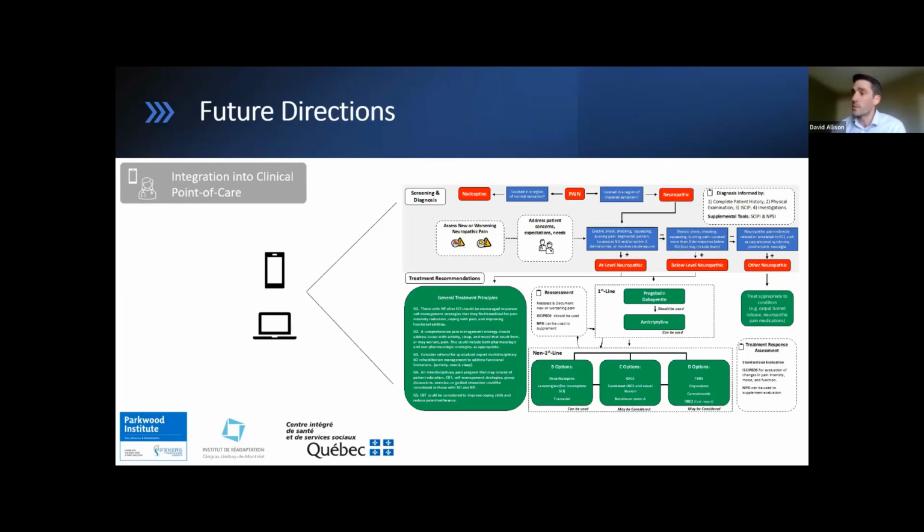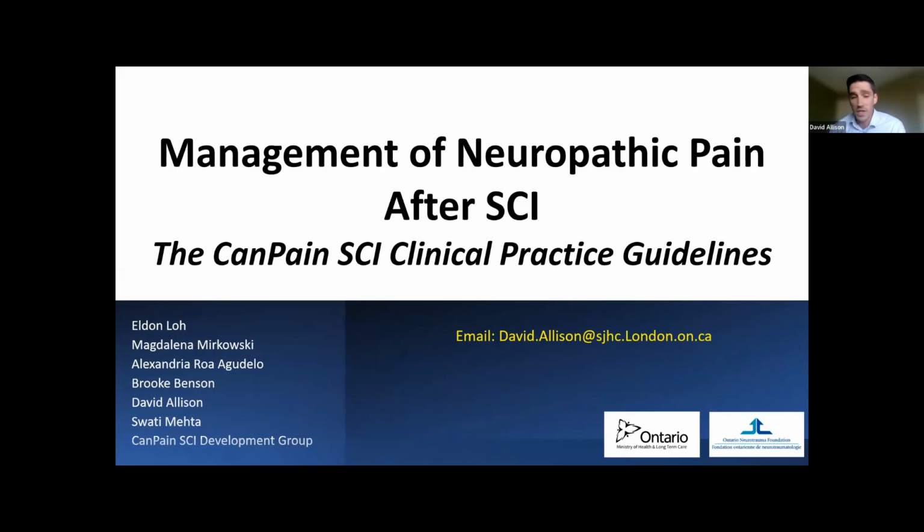So this is where we're at. We've got the algorithm produced. We're in the middle of producing these applications, and then we are teaming up with our team at Parkwood Institute, as well as some team members in Quebec to get it rolled out there as well. The goal is to get some feedback from clinicians so that we can further refine the tool, and then ultimately the goal is to expand this to a provincial and then eventually national implementation strategy. So that's the overview of the guidelines, and I'm happy to take any questions that anybody has.